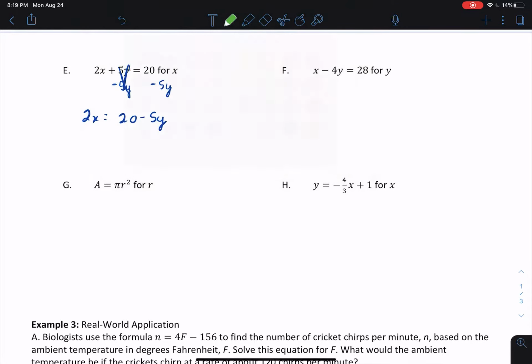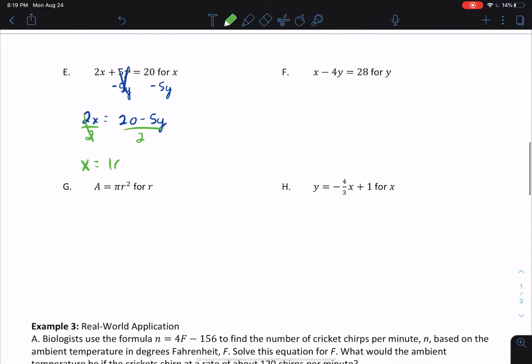To close this out, I need to get the x totally by itself, so I need to divide both sides by 2. So I get x equals, 20 divided by 2, that's going to give me 10. And then 5 divided by 2, I'm just going to leave that as a fraction. So 10 minus 5 halves y. Something like that works. Or negative 5 halves y plus 10, or 10 minus 2.5y. But typically I'll leave my answers as fractions for future things that we're going to get into.